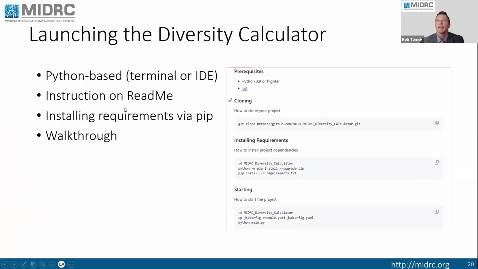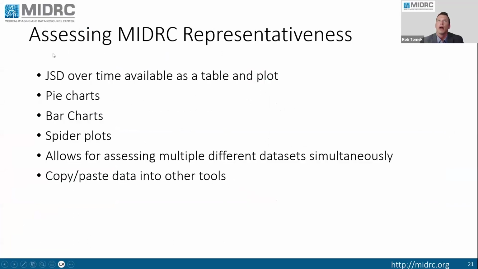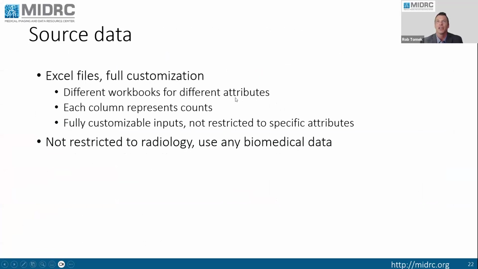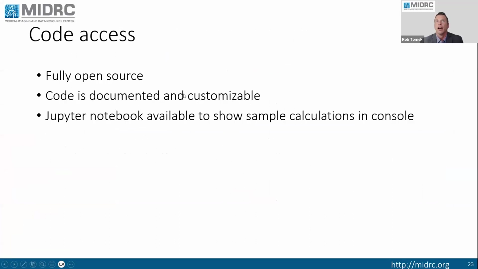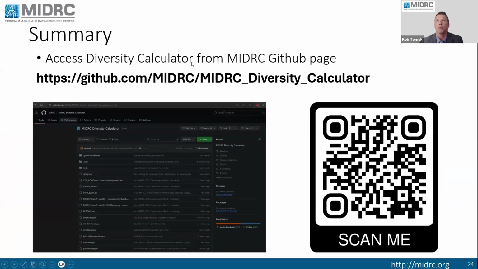So I'll go back and finish up. So we're assessing MIDRC representativeness. This is mostly bullet points of stuff I wanted to make sure I covered, and I did cover all that. It's Excel files with full customization and not restricted to radiology. This is fully open source, so you can get the code. It's documented, should be customizable. Like I mentioned, there's that sample Jupyter notebook.